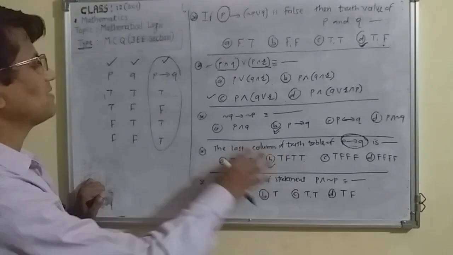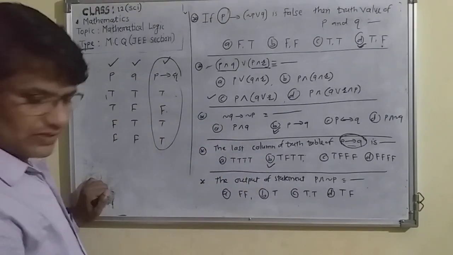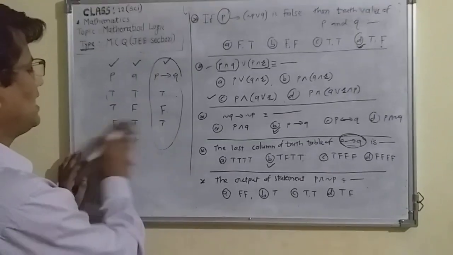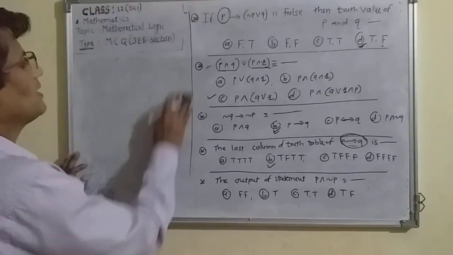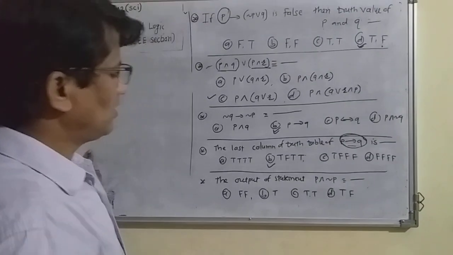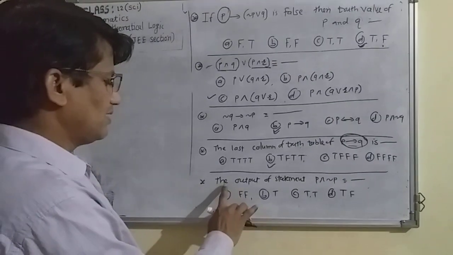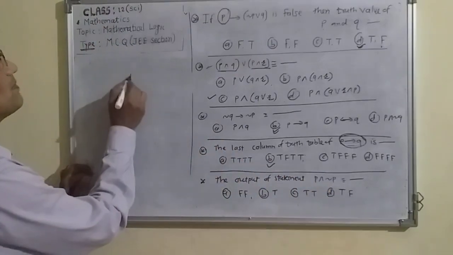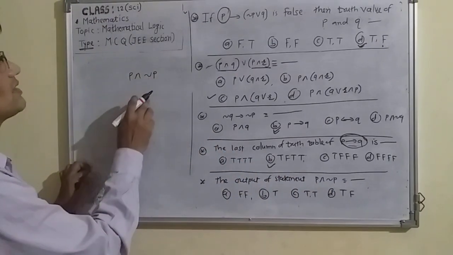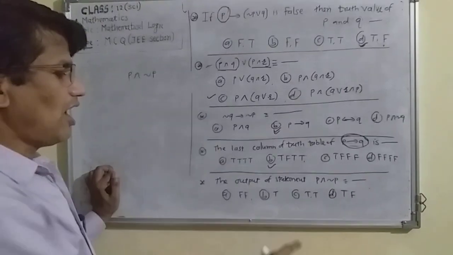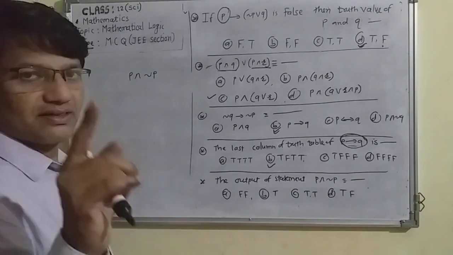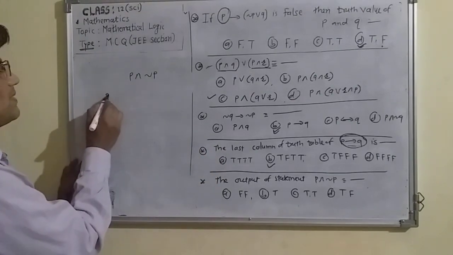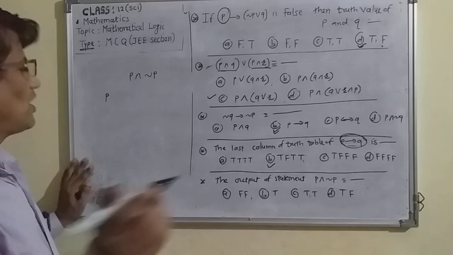The answer of this totally depends upon the truth value of the implication. Now let us see the last question of the video: the output of the statement P and negation P. We have to find the output of this. Means first prepare the truth table of this. Statement P is here. Statement Q is not here.